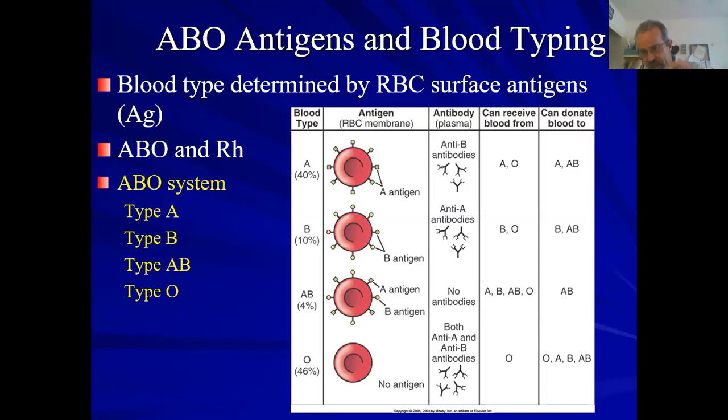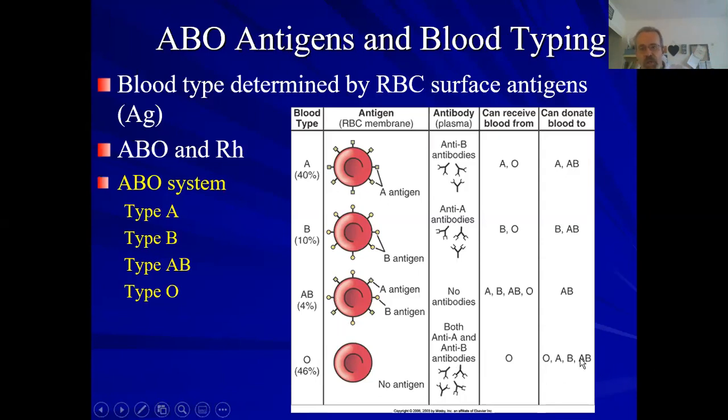This is sort of a quick and dirty chart. If you're type O, because you have antibodies to both A and B, you can't accept blood from anybody except O. But the cool thing is you're a universal donor. And when you donate, you're looking at the red blood cell, not the plasma. So someone who's type O, no antigens, can donate to everybody because there's nothing for the person's antibodies to react with.